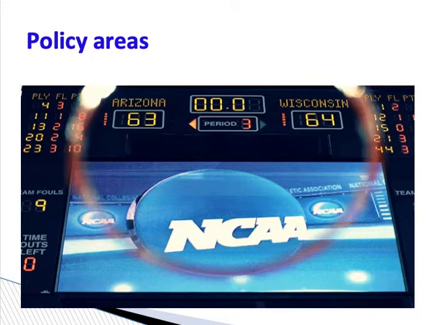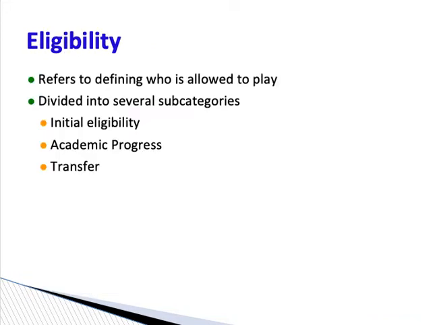So NCAA does introduce a lot of eligibility rules to try to provide fair competition among all these college students. So eligibility rules basically refer to defining who is eligible to play in college sport. Basically, all the rules we can classify into three different subcategories. The first one is initial eligibility. It's basically currently you're high school students, you want to become college athletes, you want to become D1, D2, and D3 athletes. So you want to know what will be the basic requirements for being a D1, D2, or D3 athlete. Right. So these are initial eligibilities.